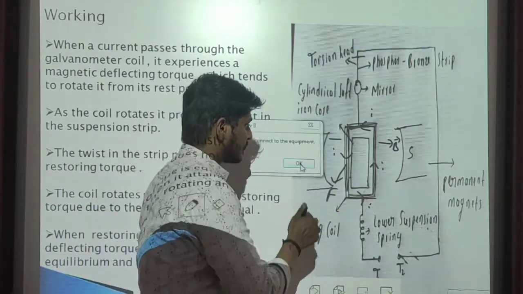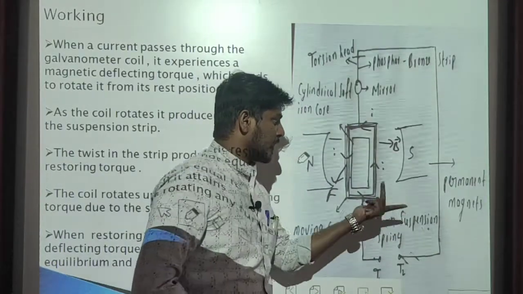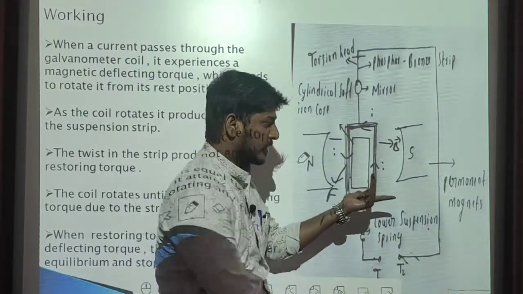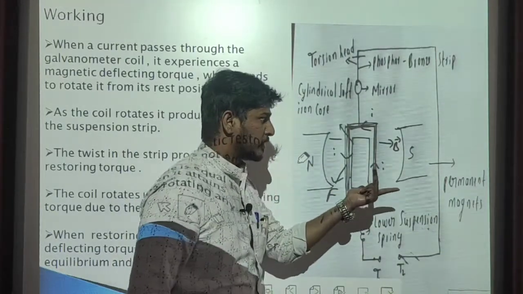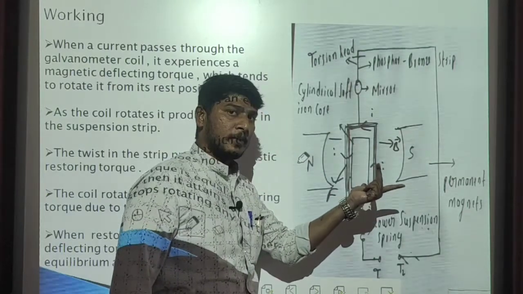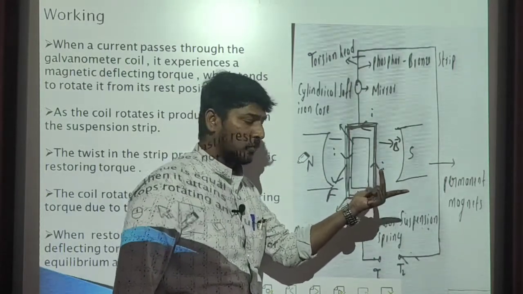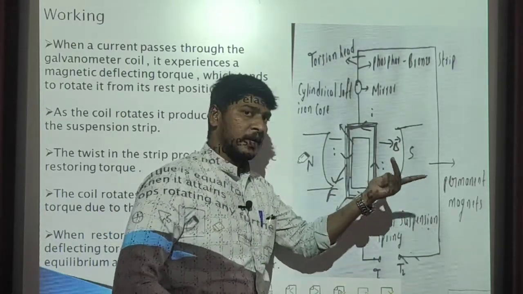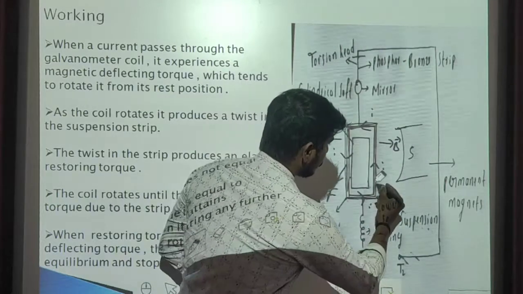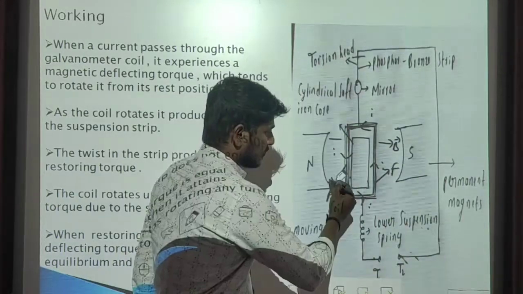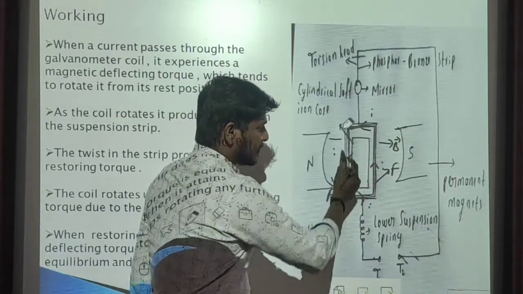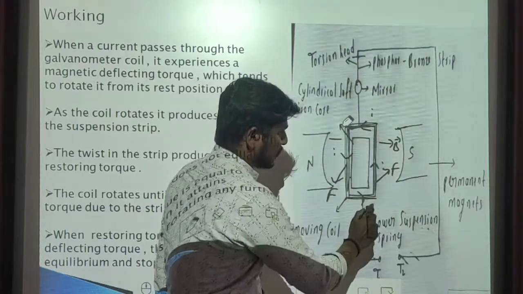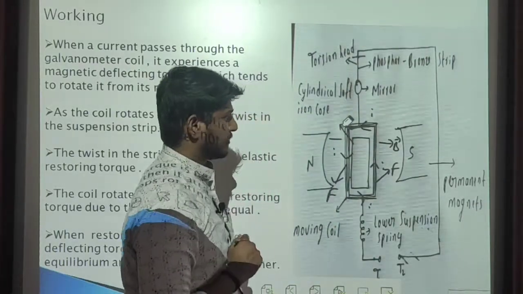Here the current is in the upward direction. The middle finger gives the direction of current, the forefinger gives the direction of magnetic field, and the thumb gives the direction of force. Here you can see that the direction of force is into the board. Due to this couple of forces, the galvanometer coil rotates from its initial position to some position.